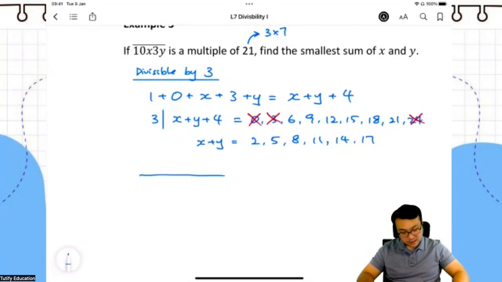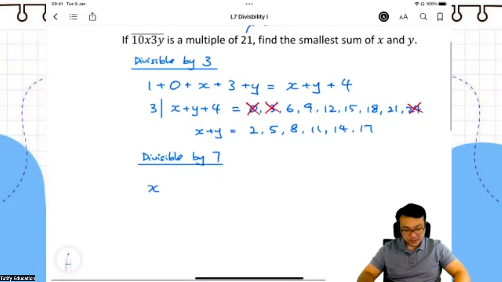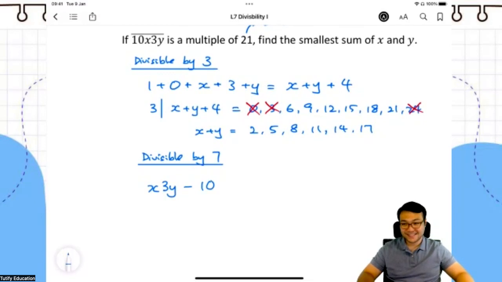We must also say that it is divisible by 7. What is the rule of divisibility of 7? You separate the last 3 digits. Yes, you separate the last 3 digits, and then you find the difference between the last 3 digits and the other digits, which is 1, 0. Right, Aiden? Okay, good.